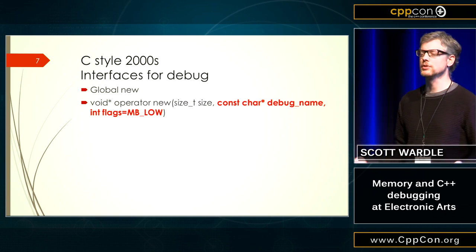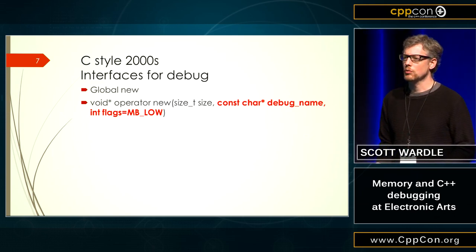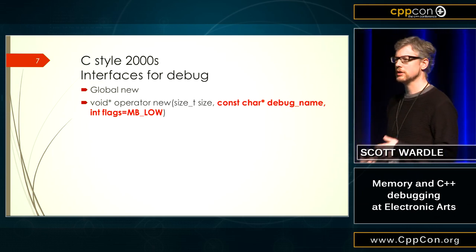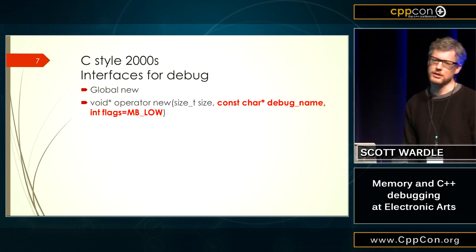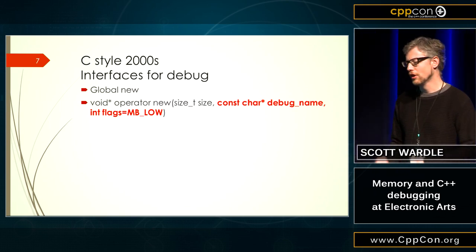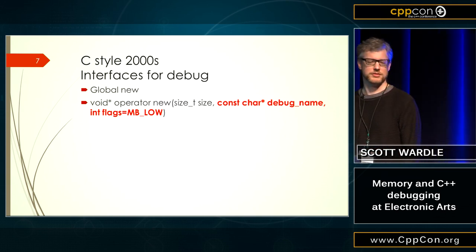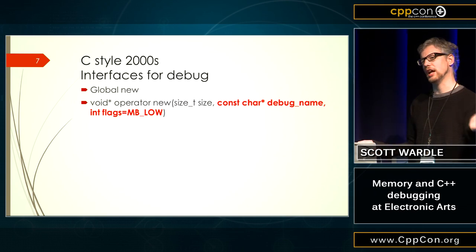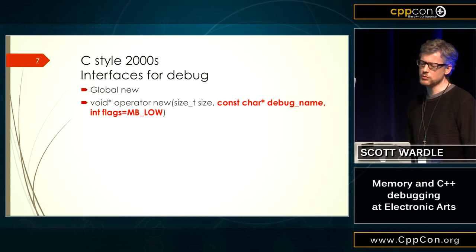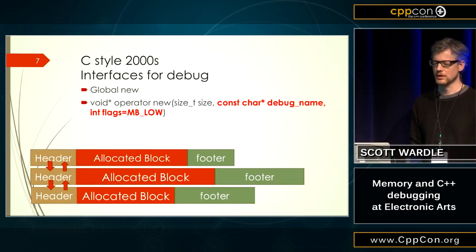You want to use global new and global delete, but what interface do you use? What kind of debugging parameters do you use? In a very large company like EA, it was actually kind of tricky to get the politics of this right. Eventually, we settled on something like this, where we had some flags which said whether we were on the top of RAM or the bottom of RAM. And we had a debug name that would be associated with every single allocation.